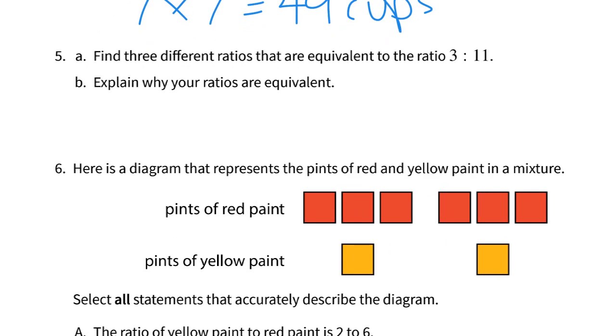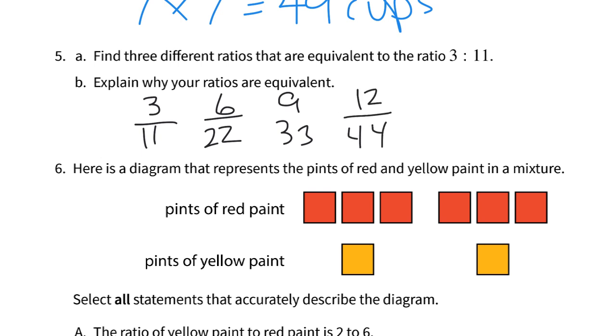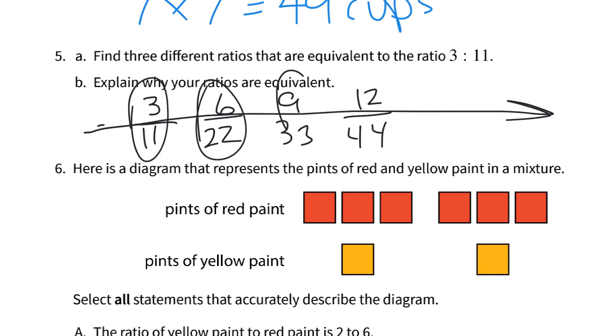5A. Find 3 different ratios that are equivalent to 3 to 11, and explain how you know. Well, the idea is we could imagine that double number line, and we could say, well, if it's 3 on top and 11 on the bottom, then it's going to be 6 and 22, then it's going to be 9 and 33, and then it's going to be 12 and 44. And so you can imagine this double number line happening where these entries are corresponding with each other. So there's your bunch of equivalent ratios.